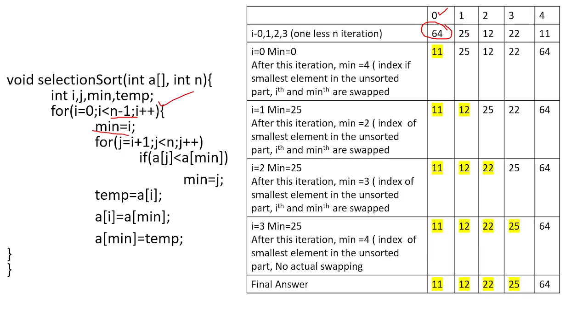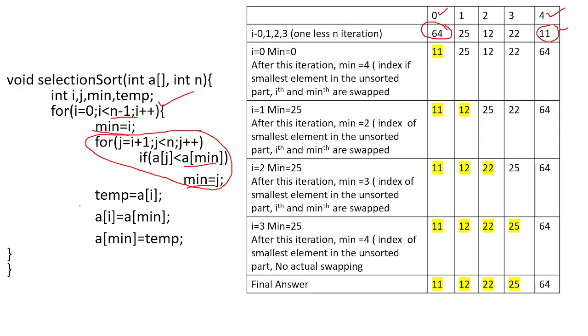Right now 64 and 25 are compared. 25 is the smallest element and its index is 1. So min, earlier 0, is now 1. A of min gives the element. This is done till the end. Once we reach the end, 64 and 25 are compared, 64 and 12, 64 and 22, 64 and 11. When you do that, you get the index of the smallest element. In this case, the index of the smallest element is 4, and its number is 11.